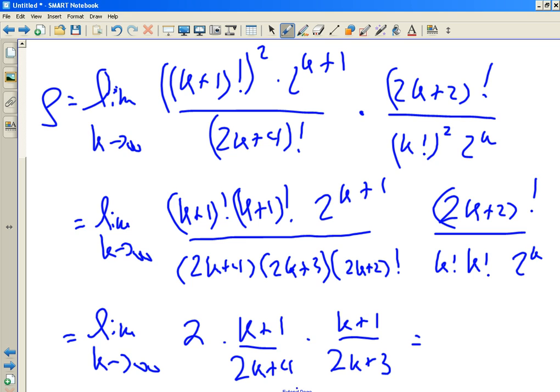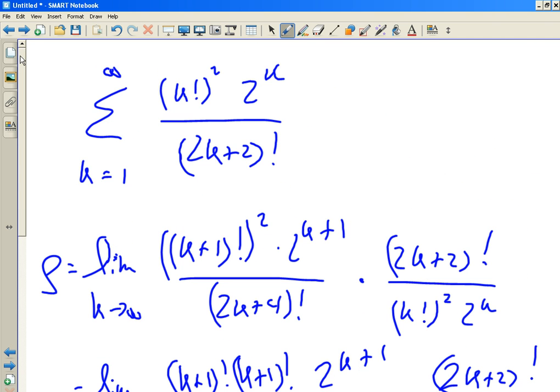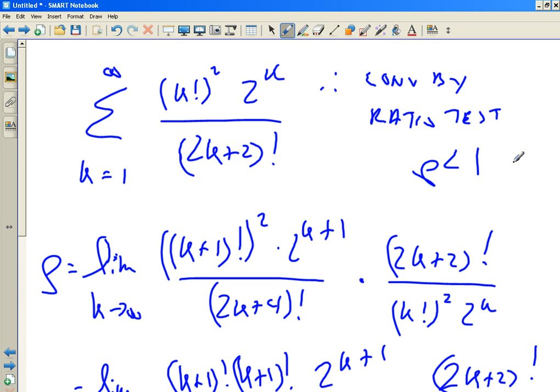And that limit, you know it, because these are top heavy, bottom heavy, or equal degree. Both of them equal degree, so leading coefficients. What's this limit? As k goes huge, this becomes 1/2, and this becomes 1/2. What's 2 times a half times a half? 1/2. So, is this a good rho or bad rho? Good rho, so say so. Therefore, convergent by ratio test, since rho became less than 1, or you might even say rho is 1/2, whatever. You can say that too.